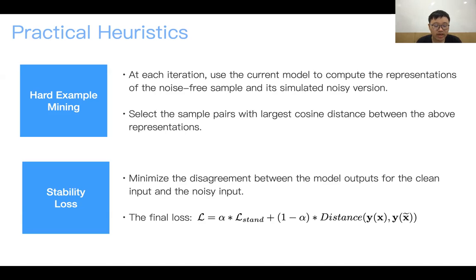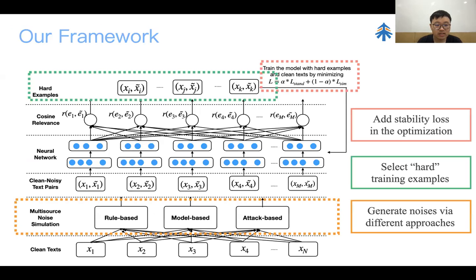The second heuristic we have is that we apply a stability loss. Instead of the standard loss such as the cross entropy loss, it adds one extra component. The extra component minimizes the disagreement between the model outputs for the clean input and the noisy input. Okay, so after putting all these things together, we have our framework. It basically has three components. The first part is noise generation, as I described before. The second part is how to select the hard training examples. And the third part is that we add the stability loss into our optimization.